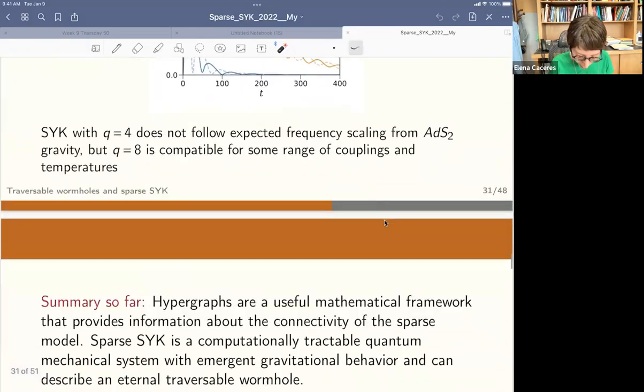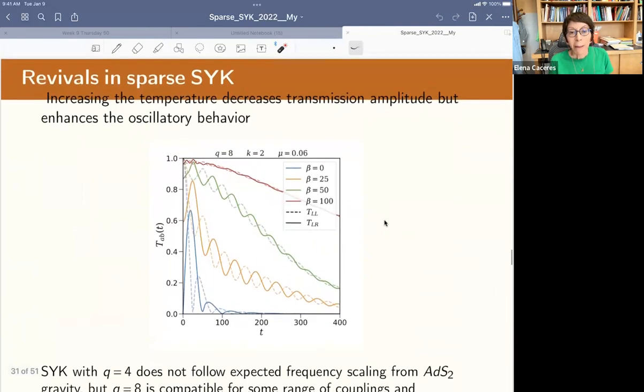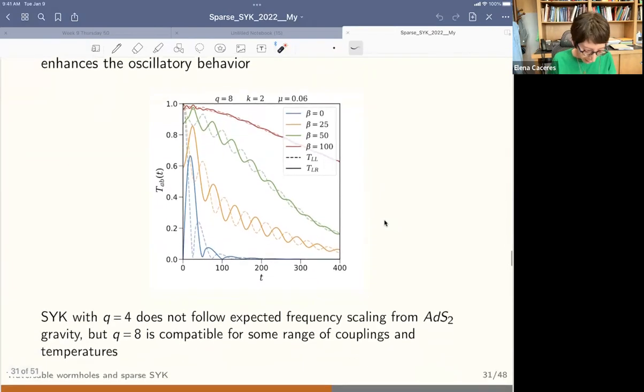I don't have the plot of the other one. But if you try again Q equals 4, K equals 4, we did not see the oscillations. For Q equals 4 and K equals 4, we just see something that decays, with very tiny wiggles, but nothing as clear as this. Cool. So far we're very happy. Here I said it: SYK with Q equals 4 does not follow the expected scaling of AdS gravity, but Q equals 8, sparse of course, does. Sparse SYK.